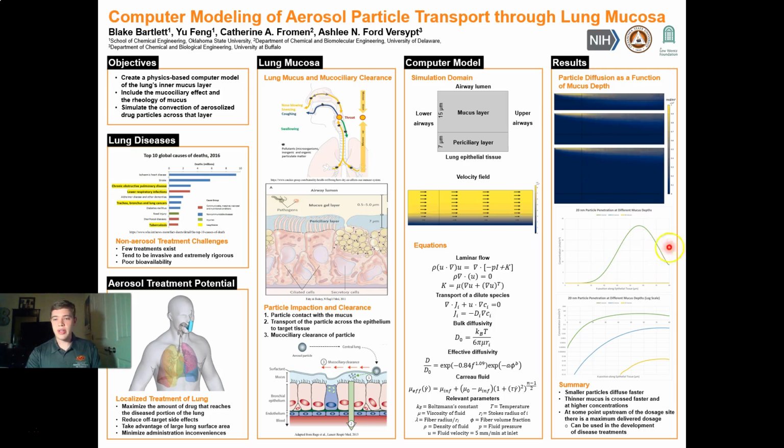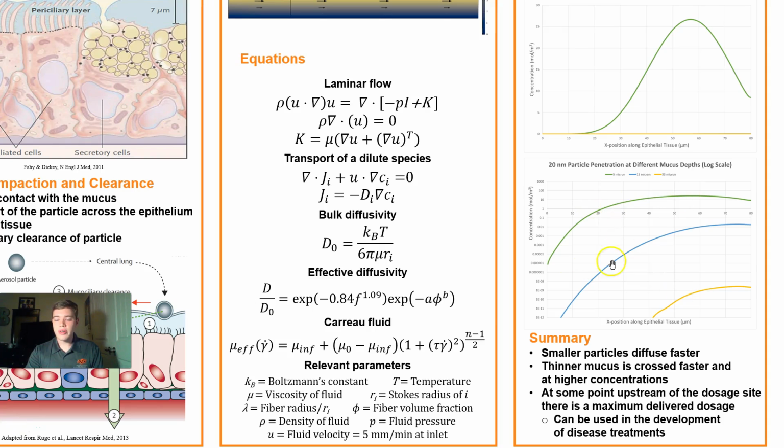And some of the results that you see right here, this is for a very thin mucus layer and a particle that's only 20 nanometers in radius, just to get you a visual of how penetration can occur here. For a very thin mucus layer, you get a high amount of penetration relatively close to the dosage site. And that can be seen in the converse with the particles that are seen in the second plot right here. So this is the same data as the first plot, but it's on a logarithmic scale, so you can clearly see the differences that different mucus depths will have on the penetration of these particles.